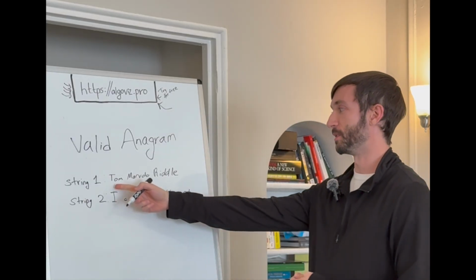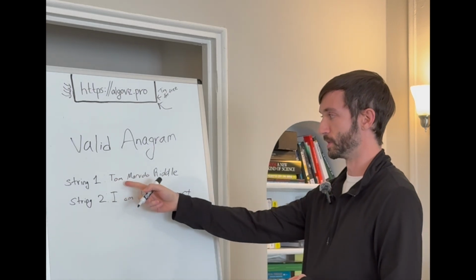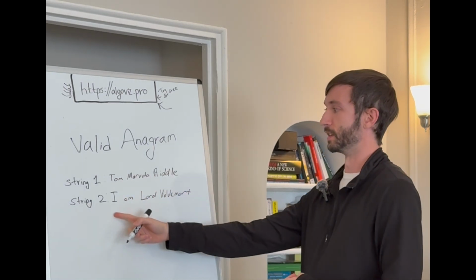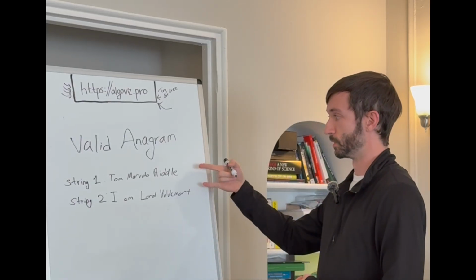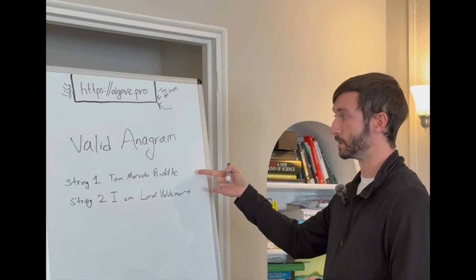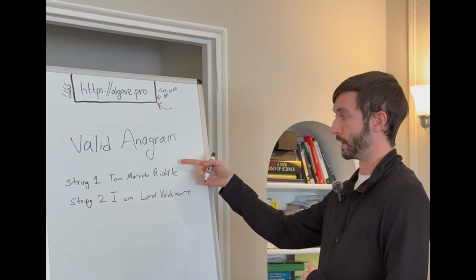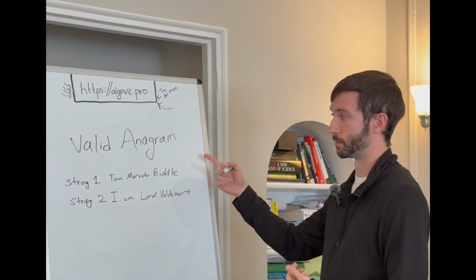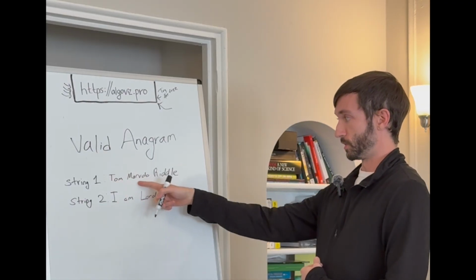So the example we have here is somewhat Harry Potter inspired. Our first string is Tom Marvolo Riddle, and the second string is I am Lord Voldemort. In order to determine whether or not these two strings are anagrams, essentially all we need to do is count the occurrences of each letter in this word. And for this example, we're not going to care about uppercase and lowercase. So we could go through this first string, count them all up.